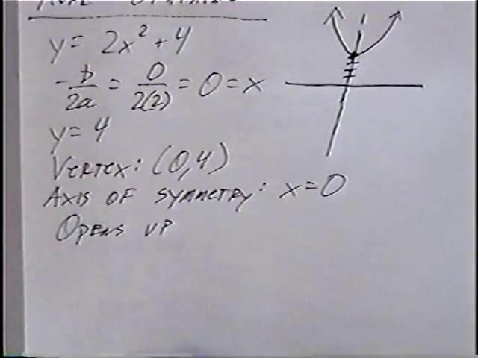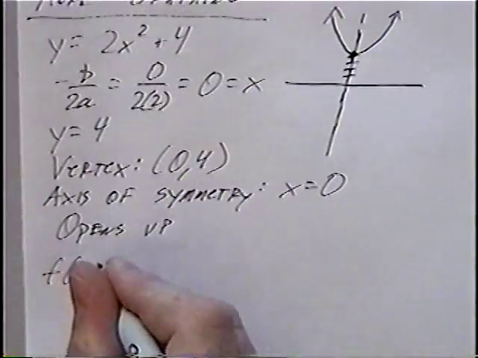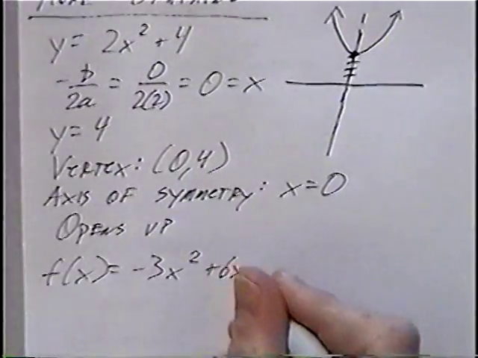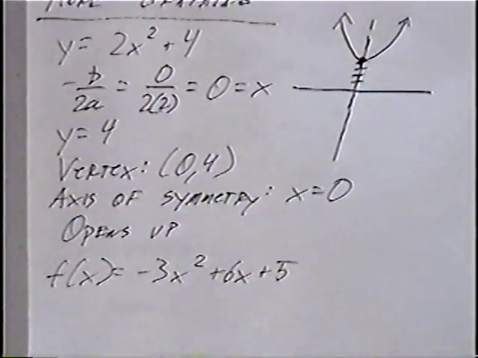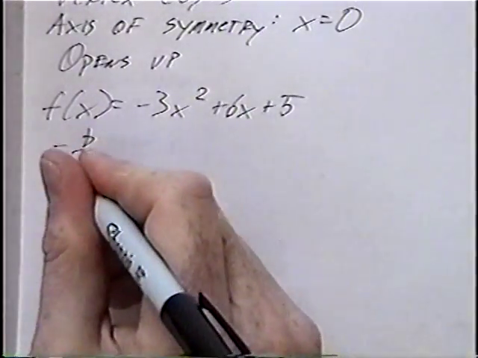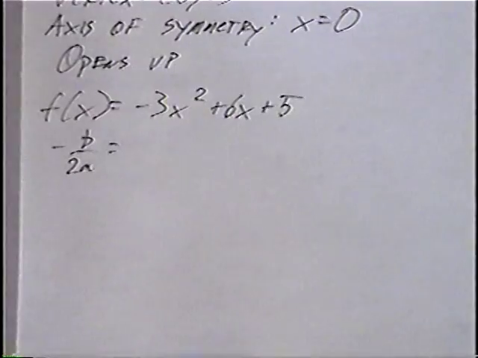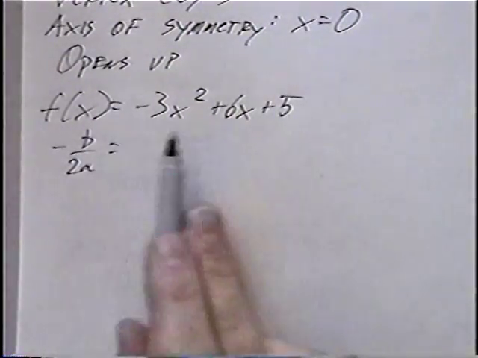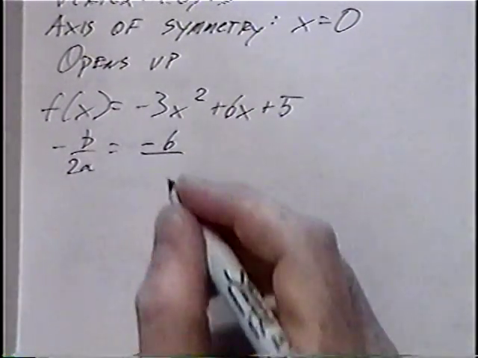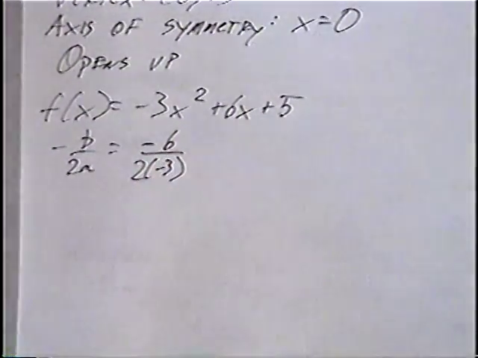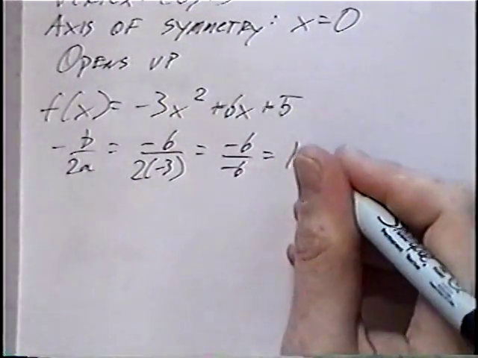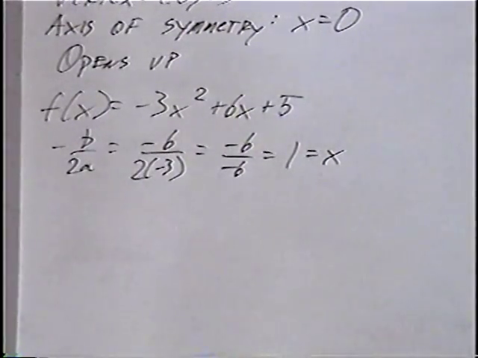Last question for this section. F of x equals negative 3x squared plus 6x plus 5. Again, we'll do the same equation, negative b over 2a, to find the vertex. B in this case is the number in front of x, which is 6. The negative makes it negative 6. And 2 times a is 2 times the first number, which would be negative 6. We'll have negative 6 over negative 6, which is equal to 1. So the x value of the vertex is equal to 1.